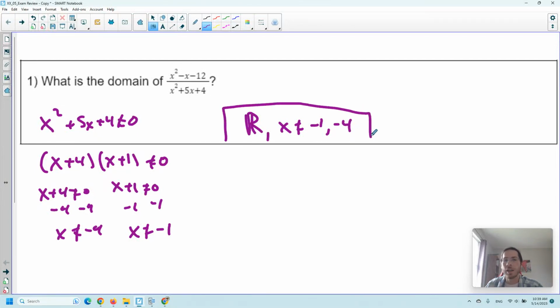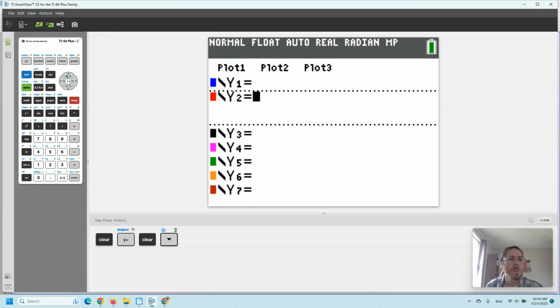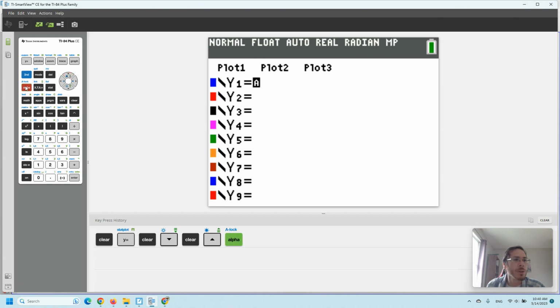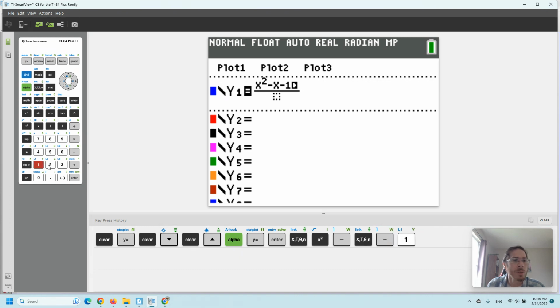Now, if we want to check it out on the TI, we could actually plug in the thing we factored and find the zeros for that one. But I'm going to plug in the original. So I'm going to do x squared minus x minus 12. Let's get rid of those ones. So we can do a fraction. So x squared minus x minus 12. And then the bottom, I think, was x squared plus 5x and then plus 4.